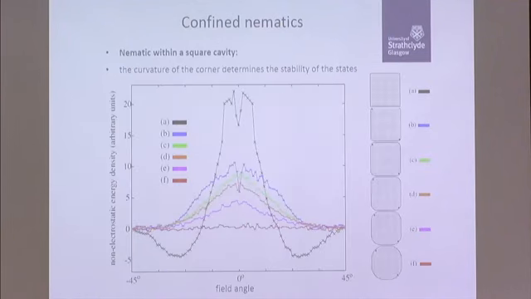Where is that energy density measured? In what part of the cell? That's integrated over the whole cell. Oh, sorry, did it say density? Sorry, I should have said energy. It's not an energy density, it's integrated over the whole cell.